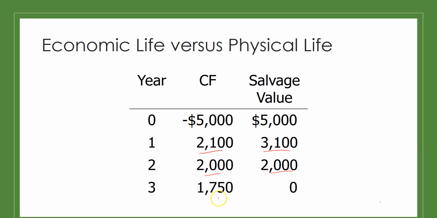This asset only has a 3-year life, so at the end of the 3rd year, it would have no remaining salvage value. So should we keep it for its full physical life, or should we sell it while it still has value?